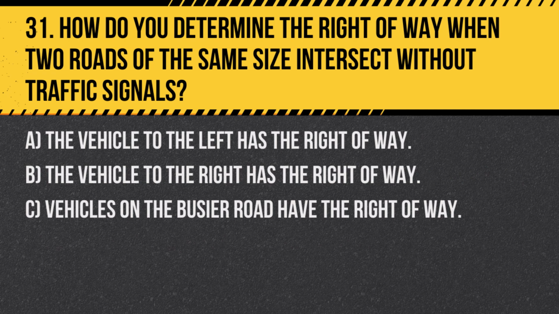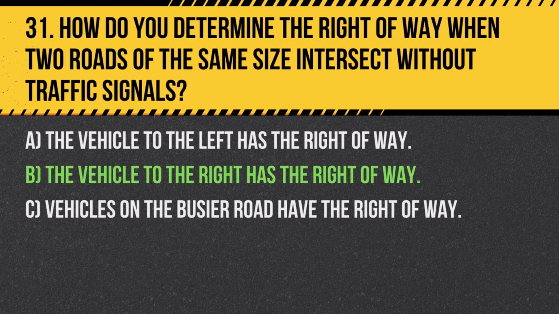Question 31. How do you determine the right of way when two roads of the same size intersect without traffic signals? A. The vehicle to the left has the right of way. B. The vehicle to the right has the right of way. C. Vehicles on the busier road have the right of way.